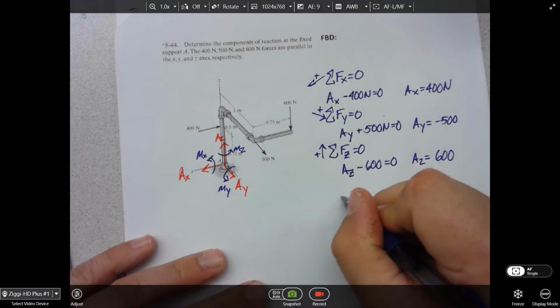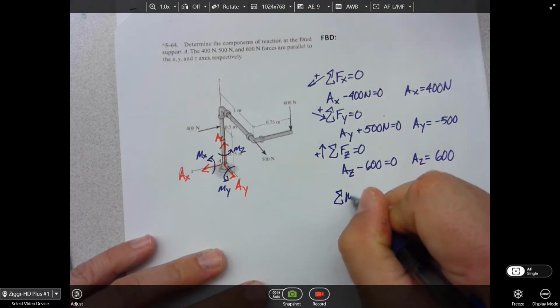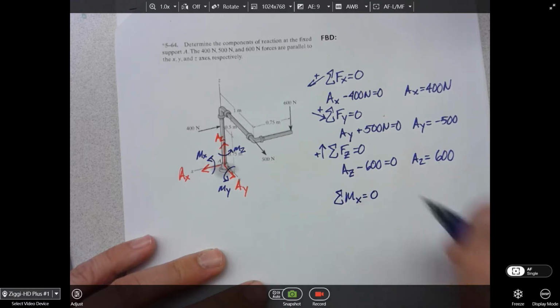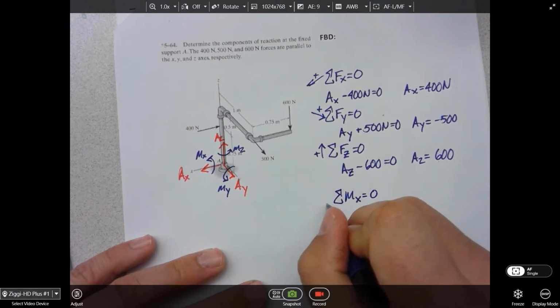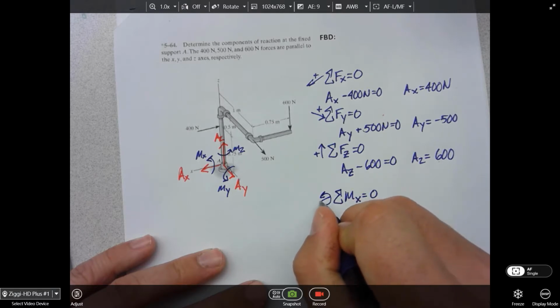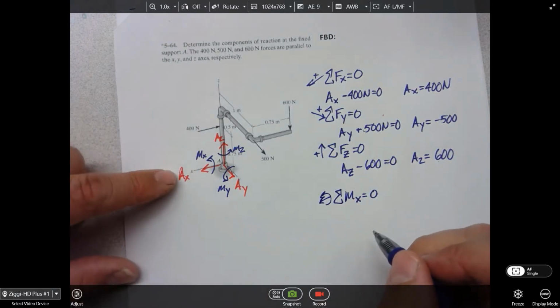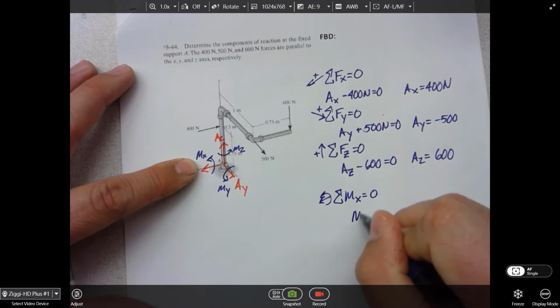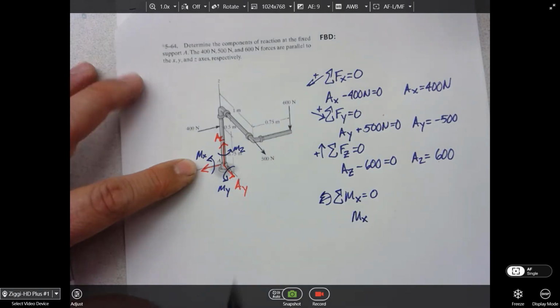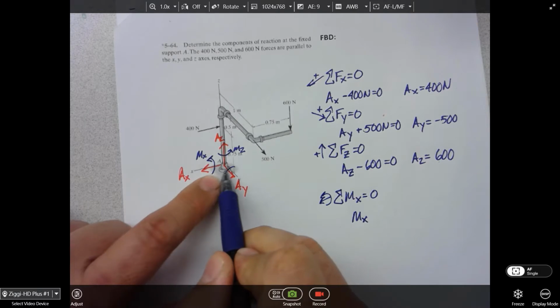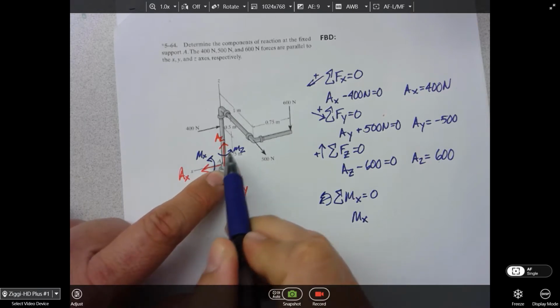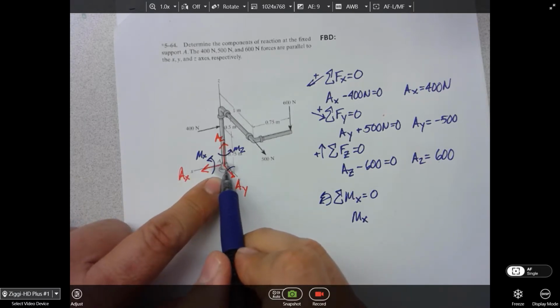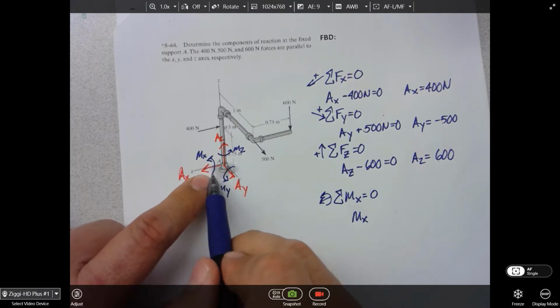So then let's sum the moments about the x-axis and say they're equal to 0. So that's going to be positive this way. What causes a moment about the x-axis? Well, my reaction moment mx does, and it's in the positive direction, right? I've said that there's this mx reaction at A, that A resists rotation about the x-axis because it's fixed. So because of the connection type, I have mx here.